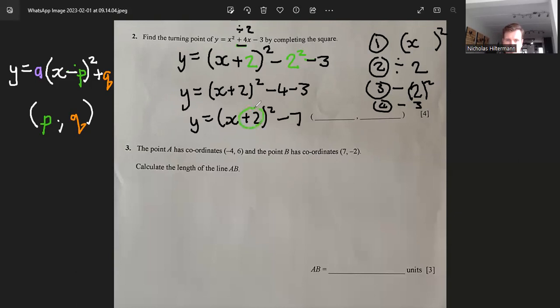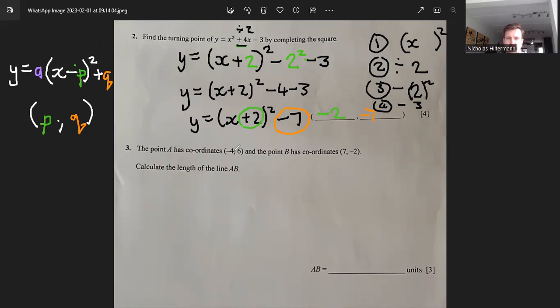But remember, the 2 we changed to minus, right? Because it says it's a minus there. So whatever this number 2 is, we make it minus 2. And then the q is easy. That's just this minus 7. And there's our turning point. Okay. Now what we're going to do in the next question is find the length AB.